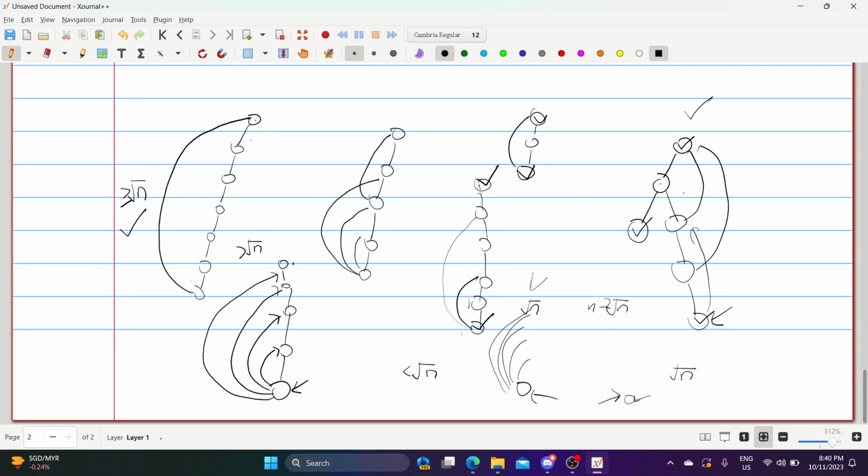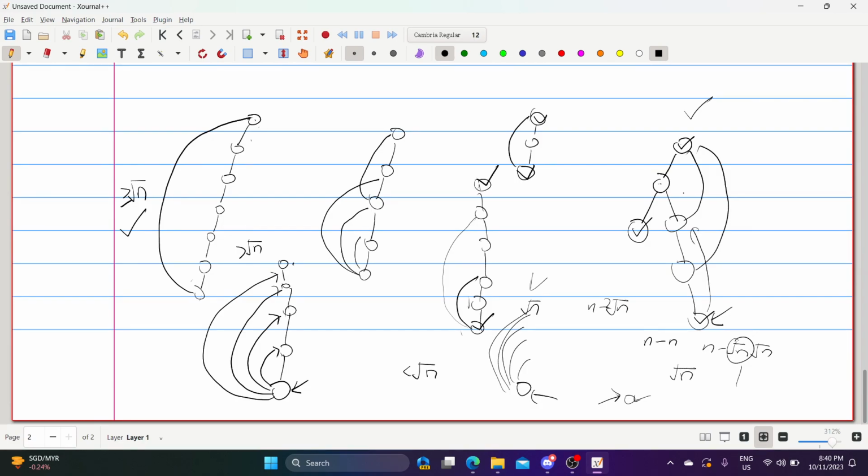So each time if you do it, you can do n minus square root n. So you can at least take square root n vertices before the program terminates and it cannot find any more vertices.